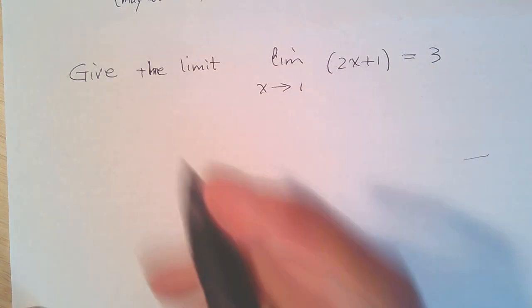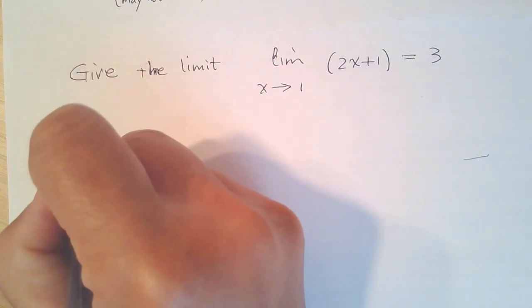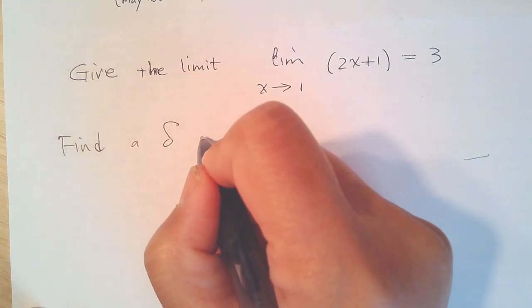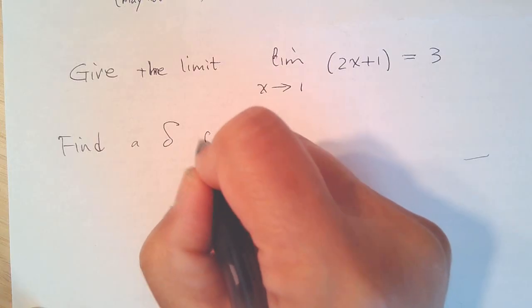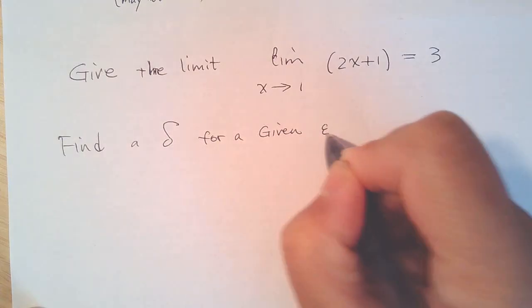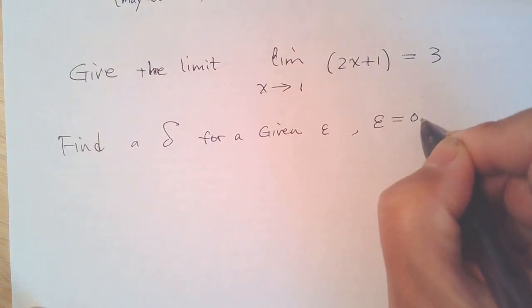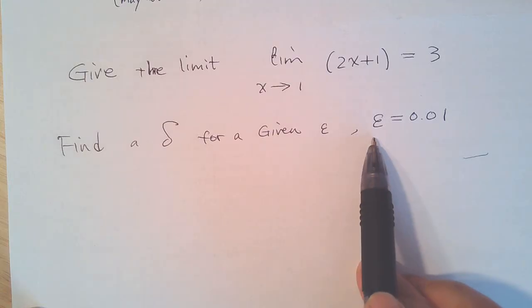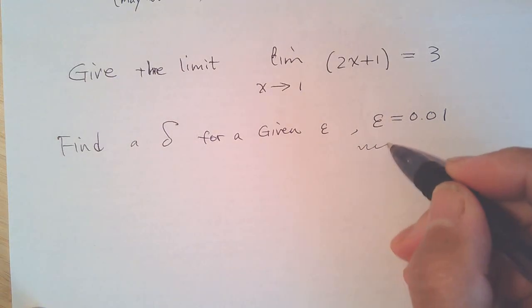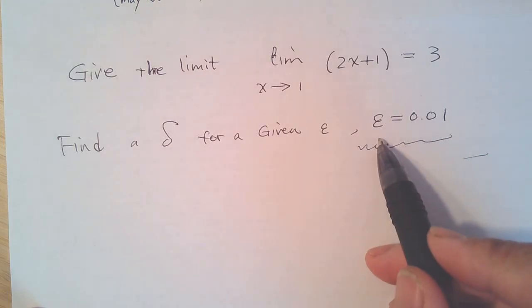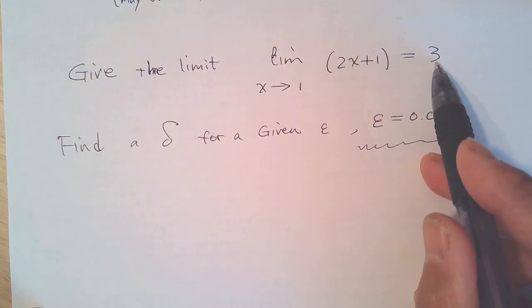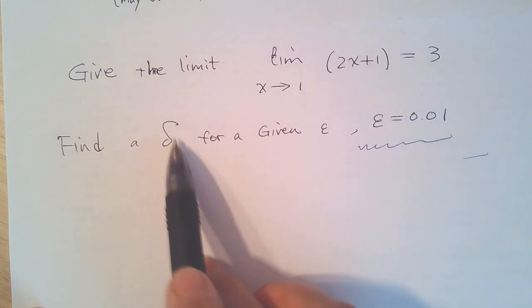So given that, I ask you to find a delta for a given epsilon. And I give you this epsilon equals 0.01. So I give you epsilon is 0.01 and ask you to find the delta, which means I give you a little interval for the function value, or in the range. I ask you to find the corresponding interval in the domain.